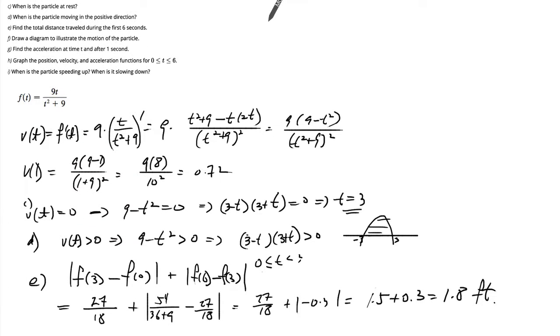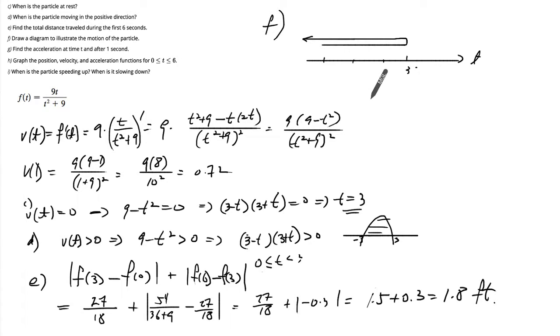So for F, we need to draw a diagram. Okay, so up to the first 3 seconds. So here's time. 1, 2, 3 seconds. It moves forward and then it rests and then it starts going backwards. And it continues to go backwards. That's the motion. So in terms of distance, what we did is we found this distance and then we found the distance this way too. So 3 seconds this way, 3 seconds that way, and we got 1.8.